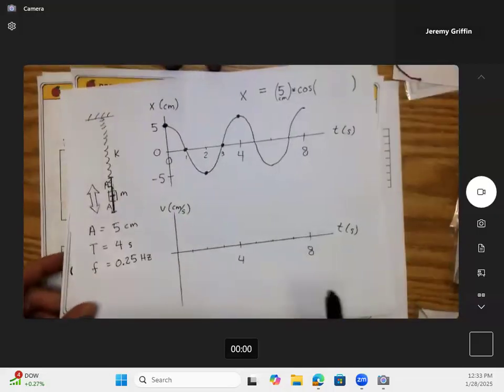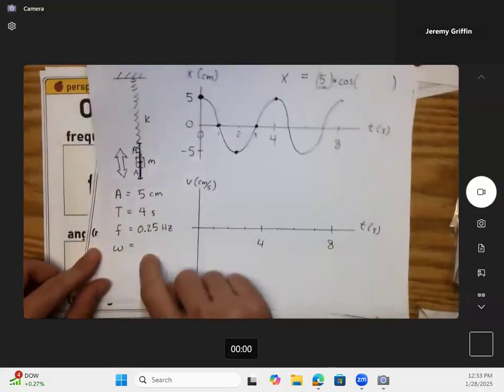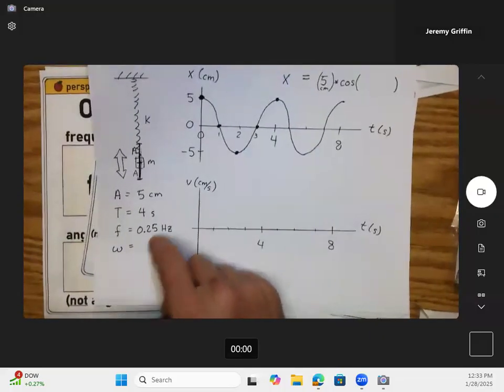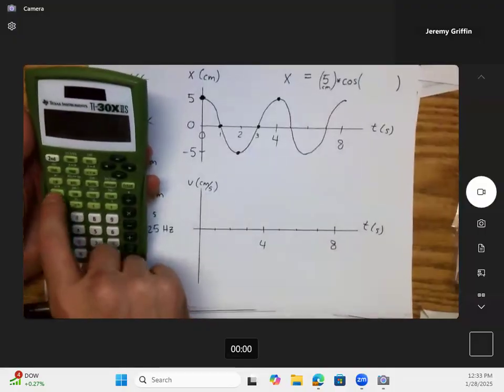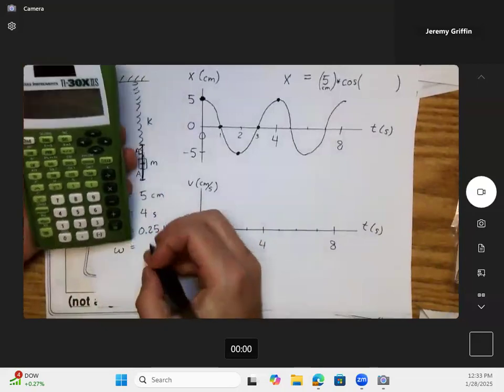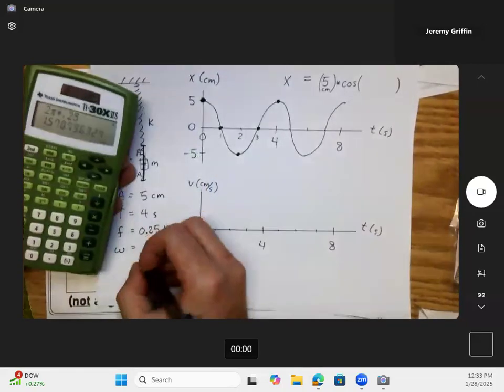Now, if you want to make that angular frequency, omega, for this graph, what do you multiply by again? 2 pi, because that'll make it consistent with a sine or a cosine. So let's do 2 pi times 0.25. If you want to leave it in terms of pi, as a fraction, that's okay. Does this look like pi over 2? I'll do it both ways.